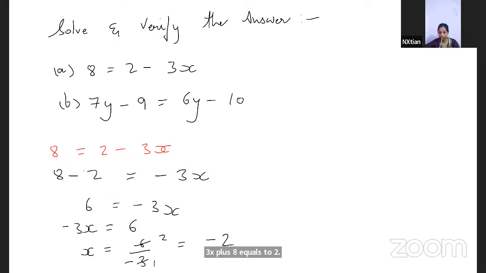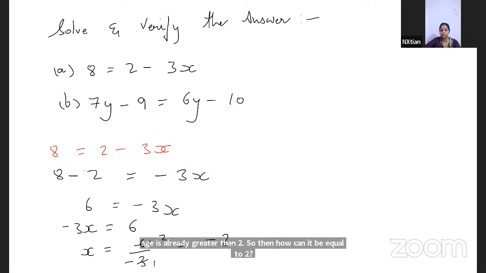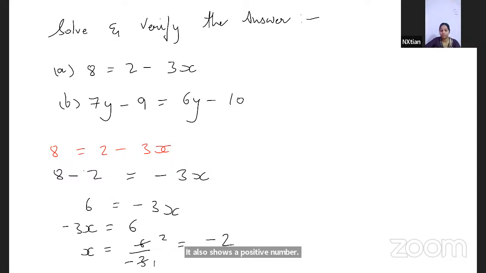So what positive number plus a negative number will equal 2, if we add a high positive number such as 8? It's because 8 is already greater than 2. So then how can it be equal to 2 if 3x also is a positive number? That's why we have to put 3x as minus 3x. So, 3x plus 8 equals to 2.